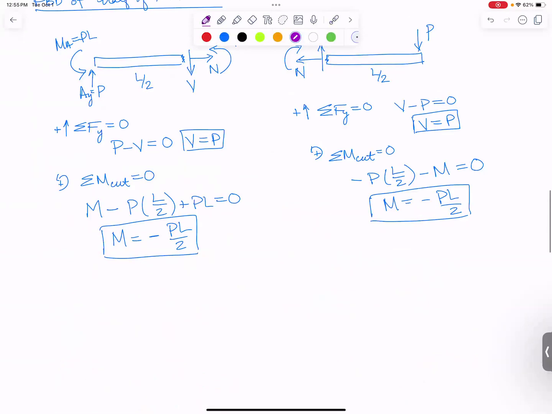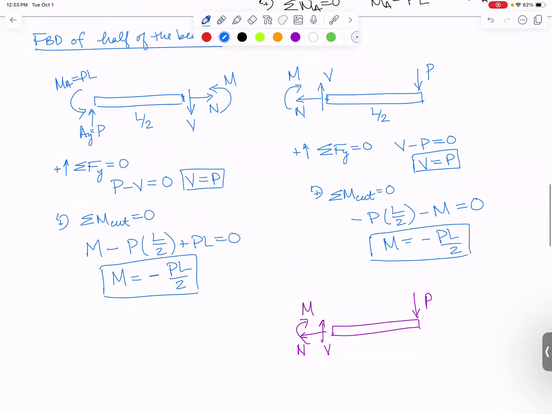So we're doing the purple free body diagram, where I have P downward, I have V upward, potentially have an N, and I have a moment that I need to solve for. I totally forgot to sum forces in the X, but you guys probably already know the answer to that. If I sum forces in the X, the only X force I have here is my normal force. So you get that the normal force is 0.